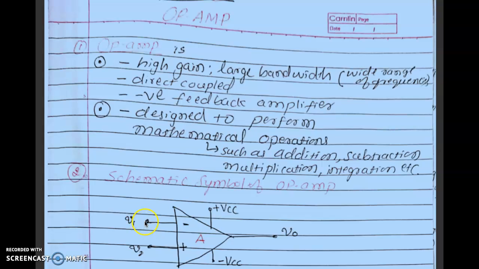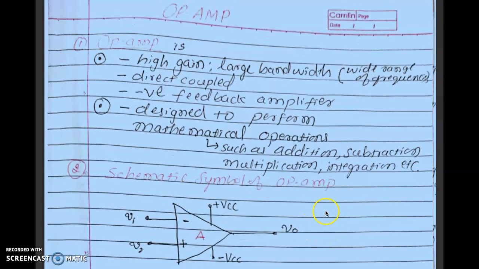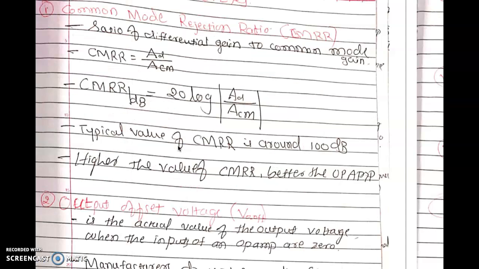So when both V1 and V2 are the same, what should the output be? The output should be A times (V1 minus V2), and it should be 0. So the rejection should happen when the same voltage is connected to V1 and V2. Let us see the same.